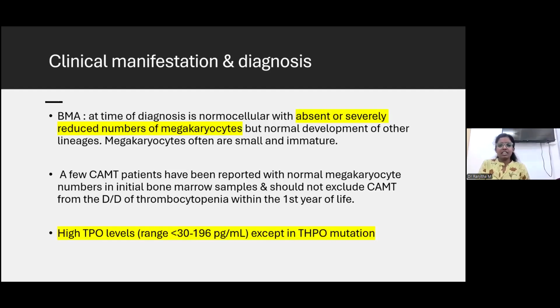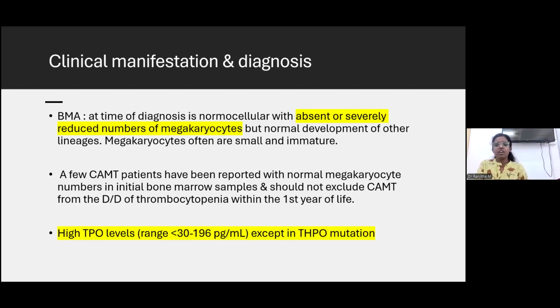Bone marrow classically shows absent or severely reduced number of megakaryocytes, but normal development of other lineages, unless the child has already evolved into myelodysplastic syndromes. However, a few CAMT patients have been reported to have normal megakaryocyte number in the initial bone marrow samples, and hence you should not exclude CAMT from the differential diagnosis of thrombocytopenia when they present with thrombocytopenia in the first few years of life.